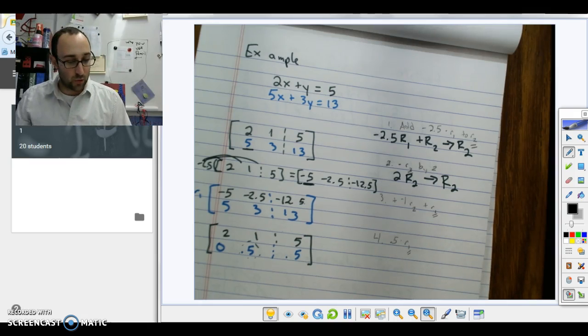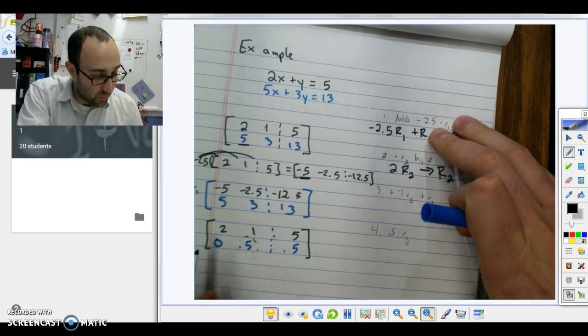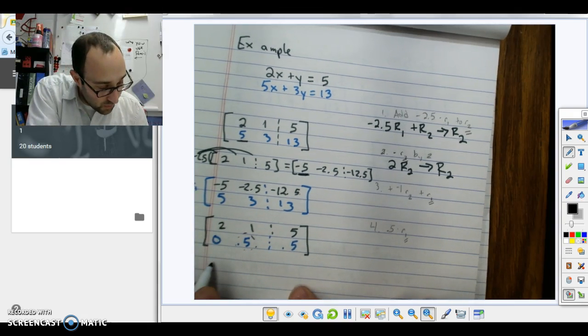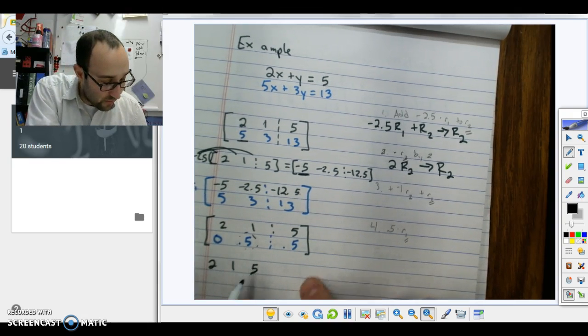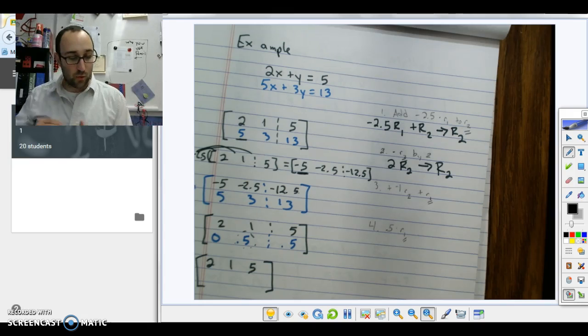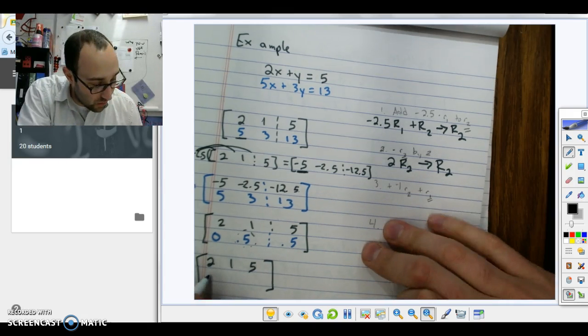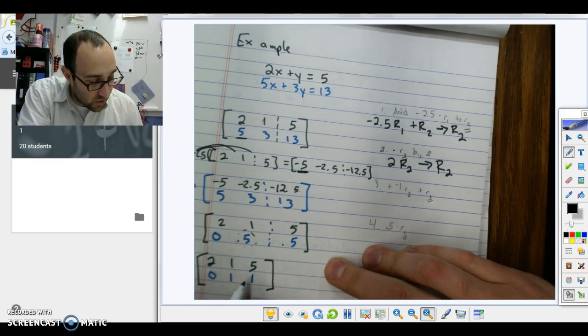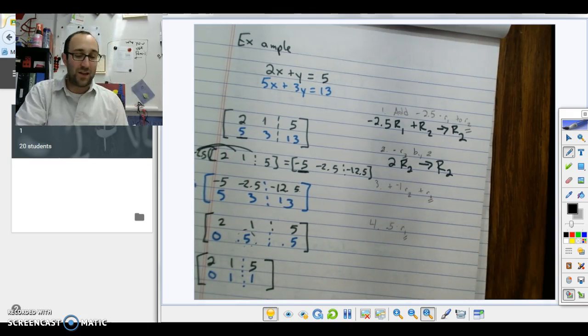I will use the blue marker. Multiply all this by 2, and the first part should be 2, 1, 5, right? The top row has not changed, and the second row has changed. 0 is still 0. 0.5 times 2 is 1. 0.5 times 2 is also 1. And then I put my augmented part in there.